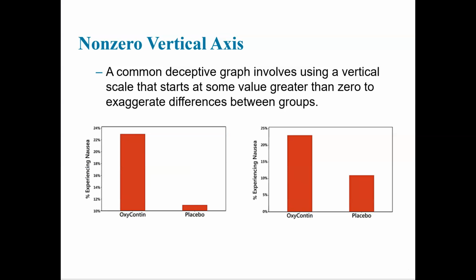So the first is a non-zero vertical axis. A common deceptive graph involves using a vertical axis scale that starts at some value greater than 0 to exaggerate the difference. So if you're trying to exaggerate the difference between two groups, then you're not going to start at 0. So this graph starts at 10% and this one starts at 0%.